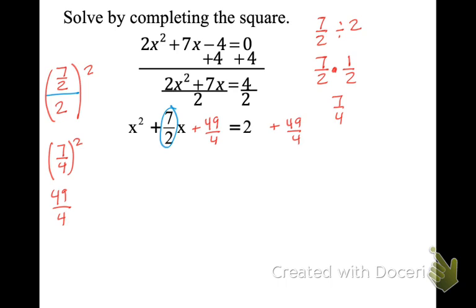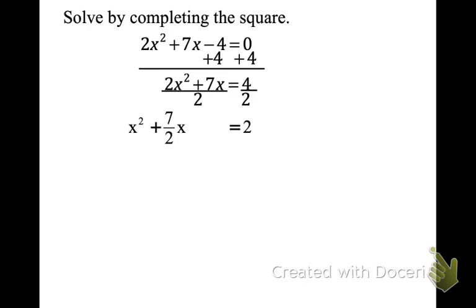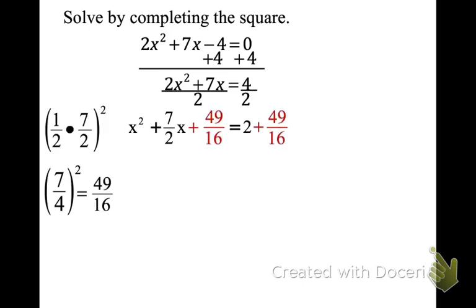I'm adding 49/4. Now this, I'm going to have to multiply by 4/4. So that becomes 8/4 plus 49/4. 8/4 plus 49/4. So that makes 57/4. Why am I not remembering that? Oh, that's why, because it's over 16. I forgot to square the denominator.